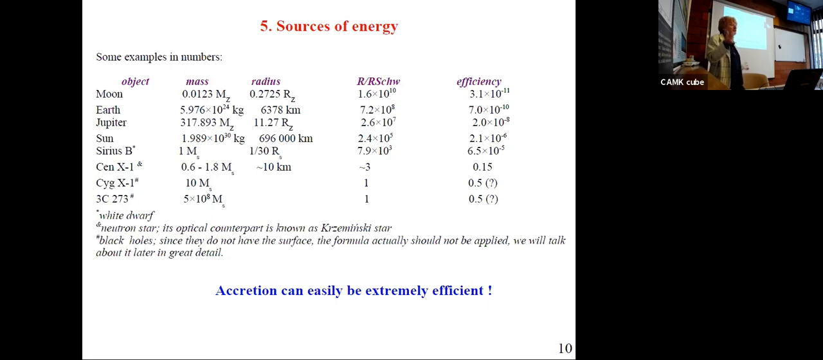So efficiency is per the mass of the infalling particle. The same comet, if it falls onto the Earth, would be quite spectacular for us. But the main sequence star itself is massive. Yes.